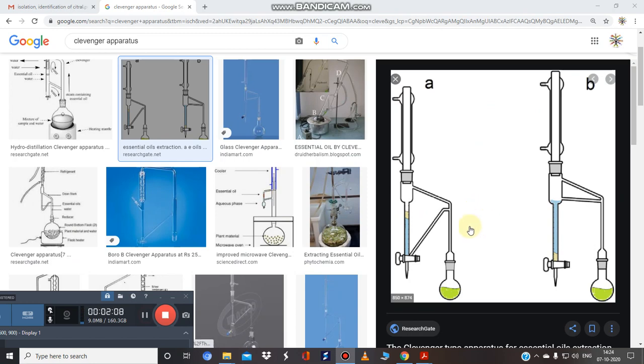Here is a description of the Clevenger apparatus. This one is used for the lighter oils. This one is used for the heavy oils like clove oil. Some of the oils are heavier than water, like clove oil, but most of them are lighter than water. They have less density, for which we will use this type of Clevenger's apparatus.